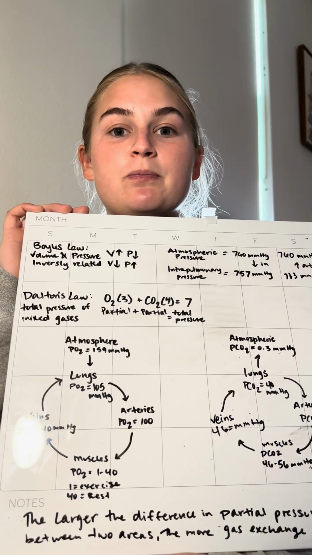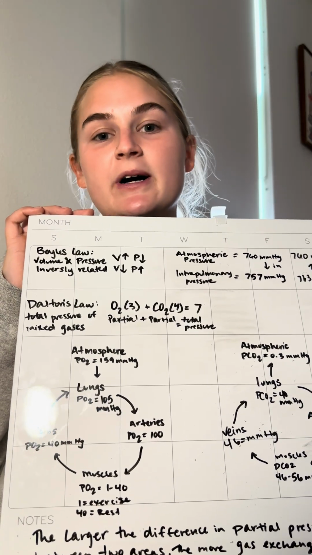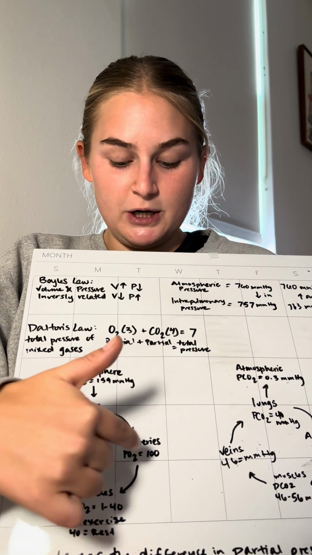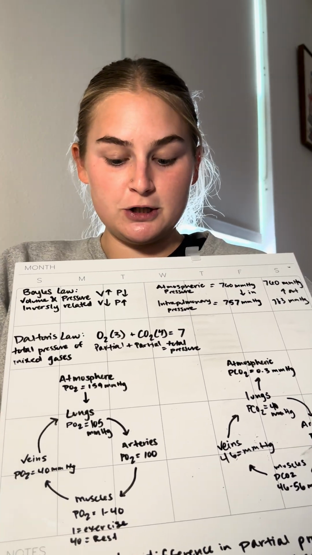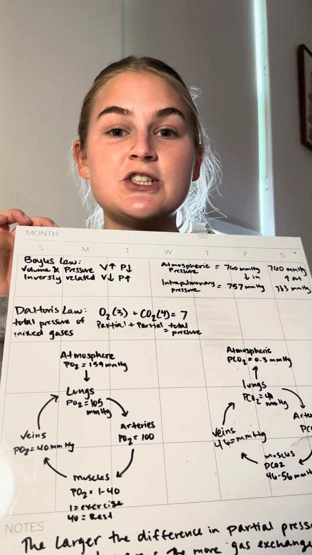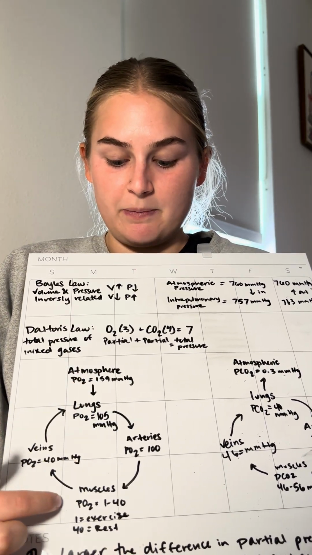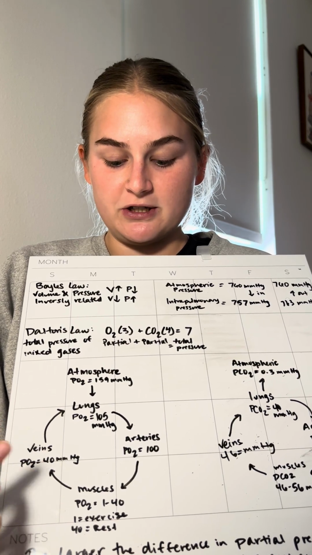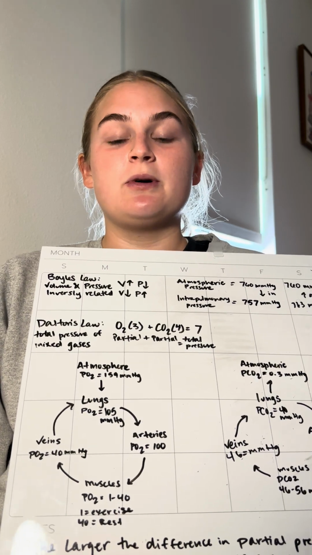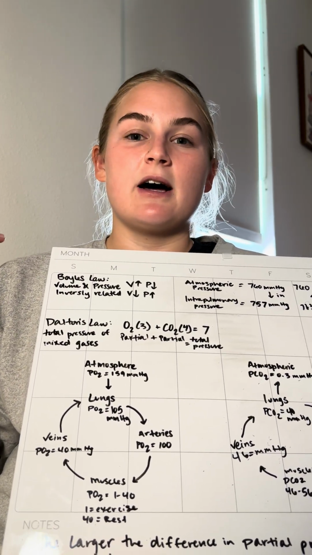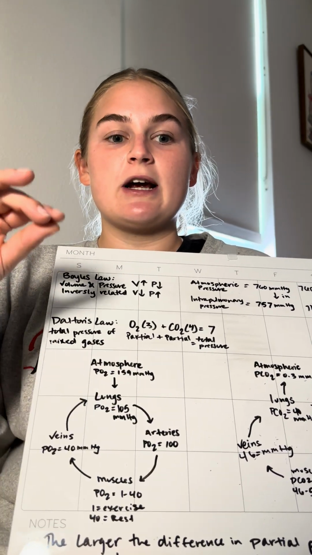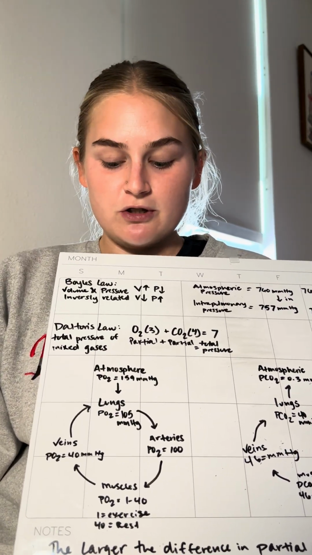Because a pressure of 1 means that our body is exercising, and so going from 100 to 1 is a large difference in partial pressures, and that allows for more gas exchange. So really, when our PO2, or partial pressure of oxygen, in our muscles is 1, we're getting more oxygen to our muscles in order to help us with our exercise and create more ATP. But when we're resting, it's just 40, but it's still lower than 100, so the oxygen still moves to a lower concentration.